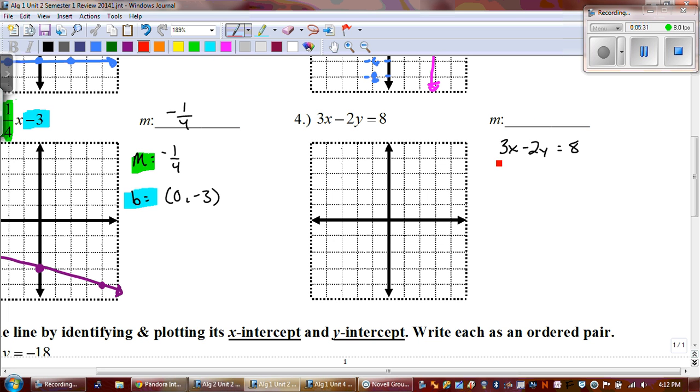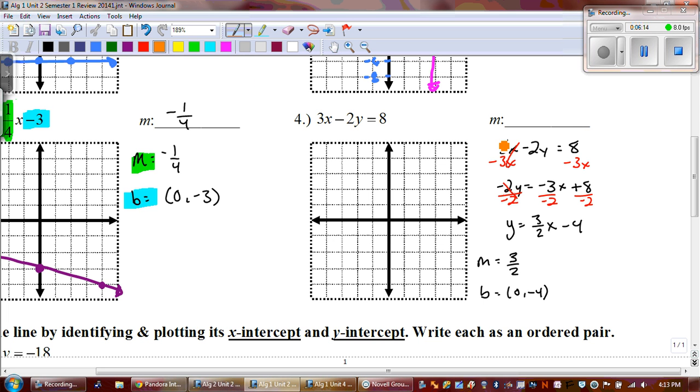I want to solve for y, so we're going to subtract 3x from both sides. We have negative 2y equals negative 3x plus 8. To get the y by itself, we have to divide everything by negative 2. And we get y equals, a negative divided by a negative is a positive, so 3 over 2 x minus 4. Once again, we need our slope, which is 3 over 2, and then our y-intercept is 0, negative 4.